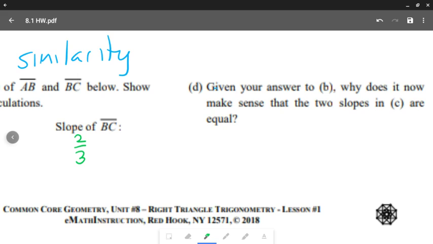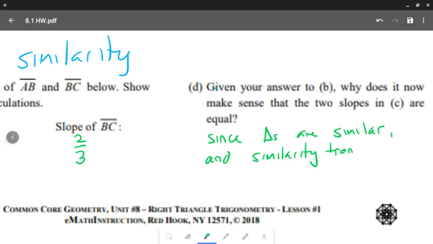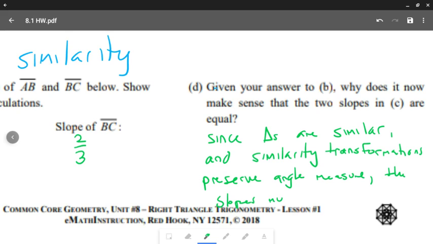Why does it make sense they're equal? Since triangles are similar, and similarity transformations preserve angles or angle measure, the slopes must be the same.